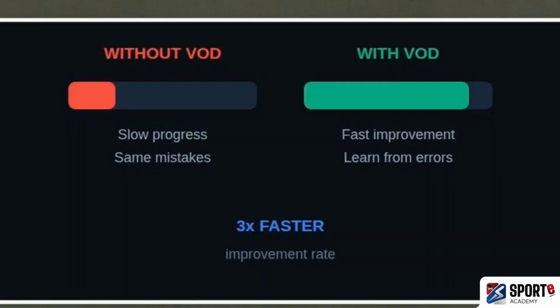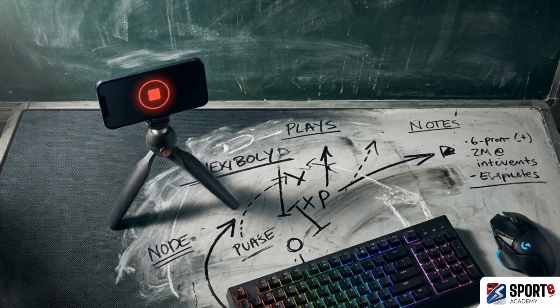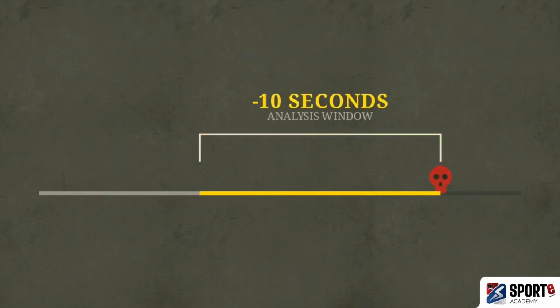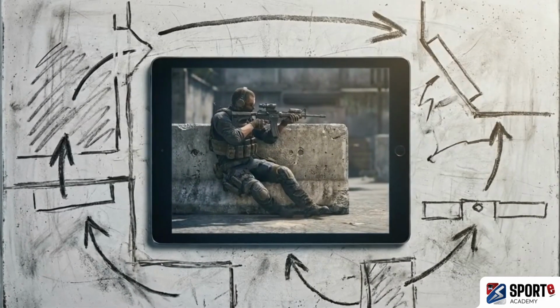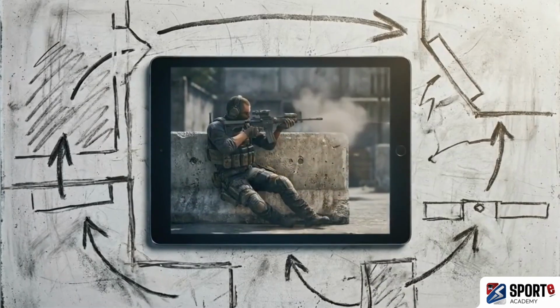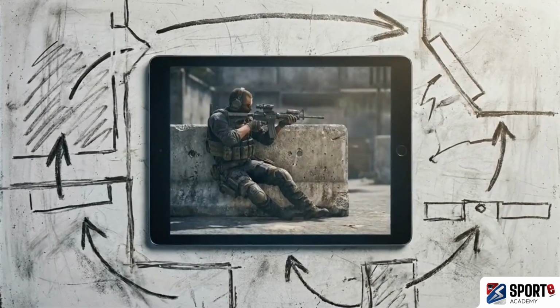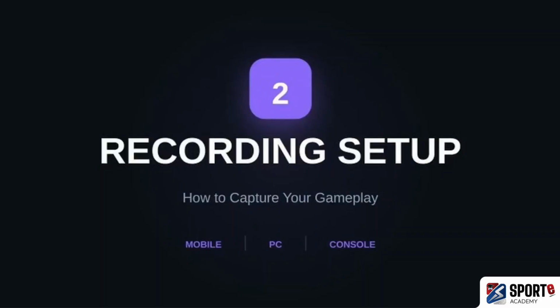This chart shows the difference in improvement rates. Playing 50 games while actively reviewing your footage yields a 3 times faster growth rate than playing 100 games without review. Every professional esports team makes this a mandatory part of their schedule. By the end of this short tutorial, we will set you up with a frictionless recording process and a specific, repeatable method to analyze your deaths. Shifting your routine from passive grinding to active analysis gives you the exact mechanism needed to finally break your skill plateau. Let's move straight into setting up your recording software now.